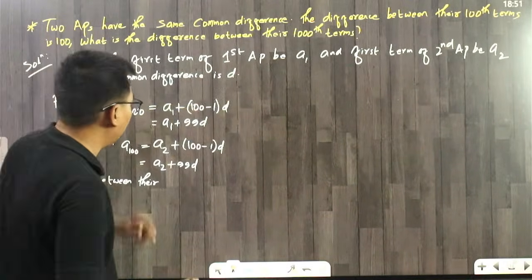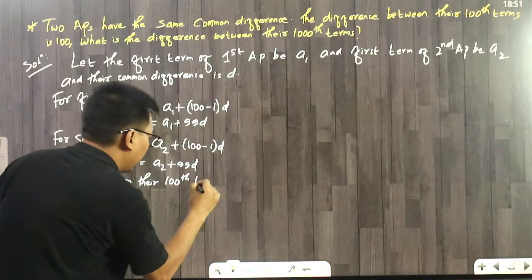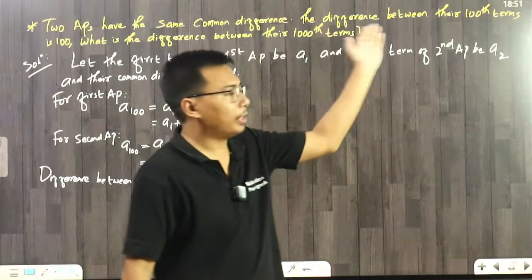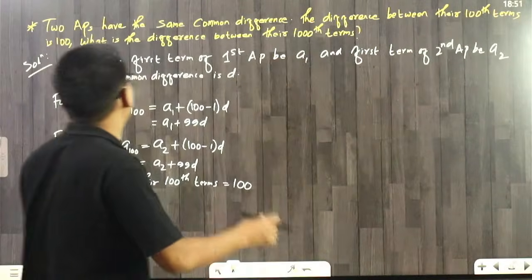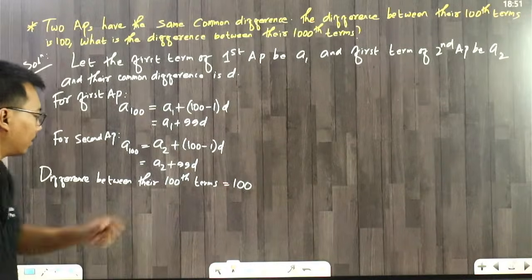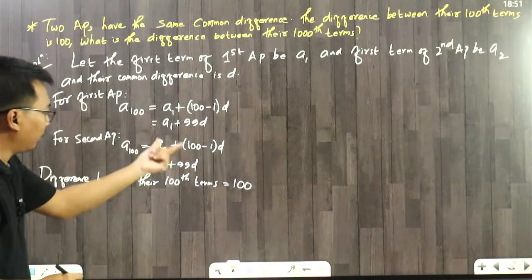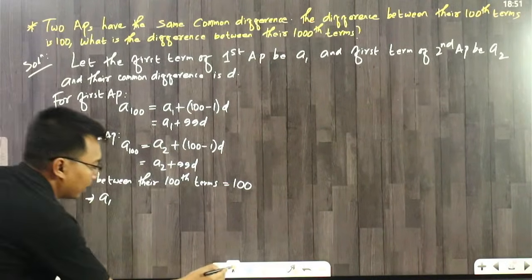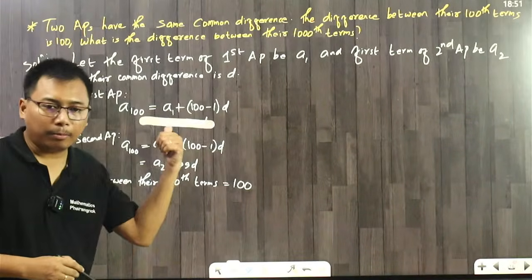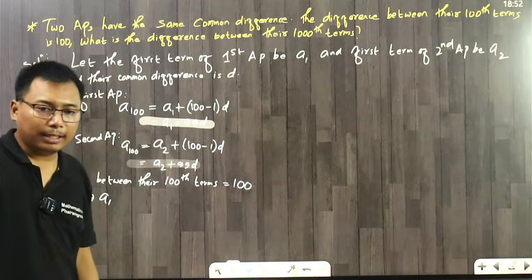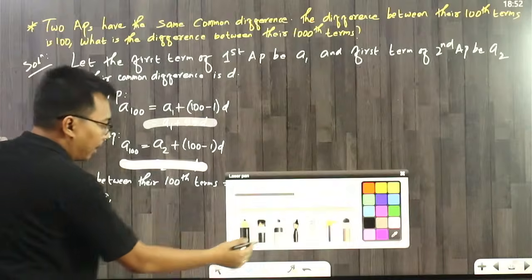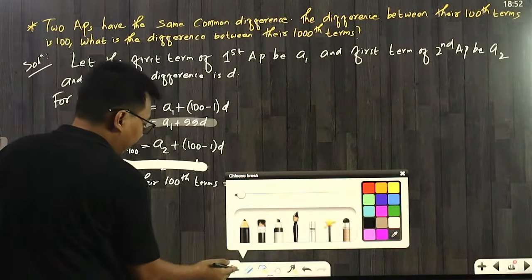Now it's given that the difference between the 100th terms is equal to 100. The question itself says the difference between their 100th terms is 100. This is the 100th term of the first AP and this is the 100th term of the second AP. Their difference will be 100.